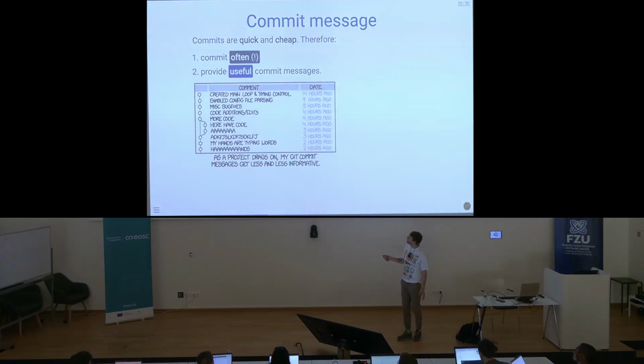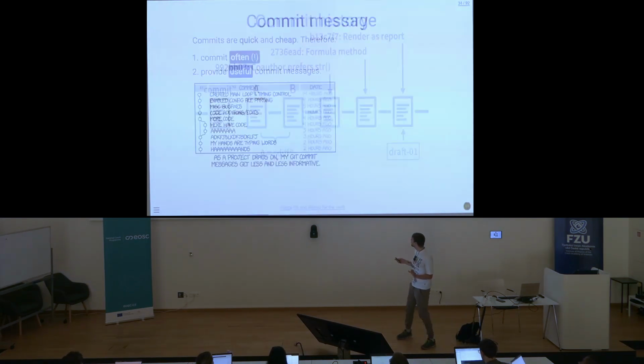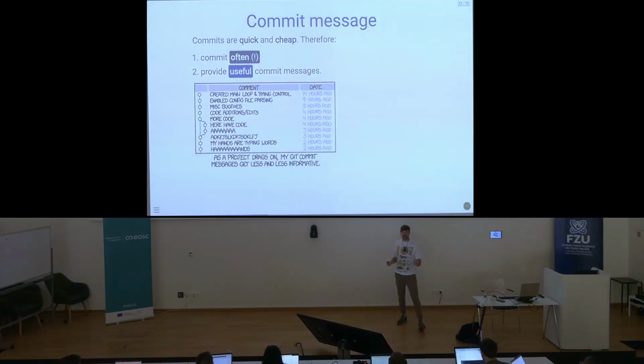I like this comic. Again, as the project drags on, my commit messages get less and less informative. This is, first, created main loop, timing control, enable config, and then more code. Here are some code. My hands are typing, blah, blah, blah. Right? So these are not very good commit messages, because if you open this project in 5 years, or 10 years, you will have no idea what you've done. Right? So it's a very good practice to take your time and write it.